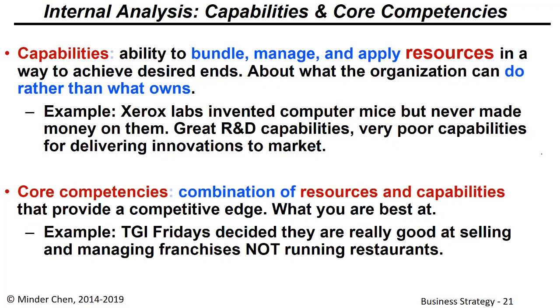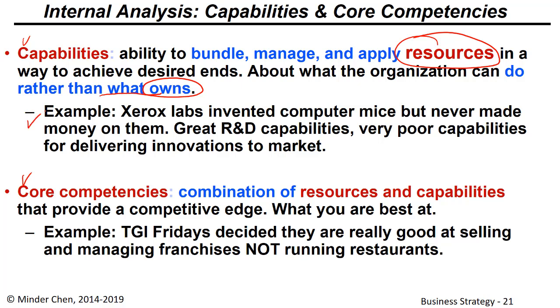Another concept which is important in strategic planning is capability, and another one is core competence or core competencies. Capability is the ability to bundle, manage, and apply resources. Eventually, we will discuss another approach which focuses mainly on resources. But capability is about the ability to bundle, manage, and apply resources internally or externally in a way to achieve desired goals. And it's about what an organization can do rather than what they own, which means you don't really need to own all the resources yourself.